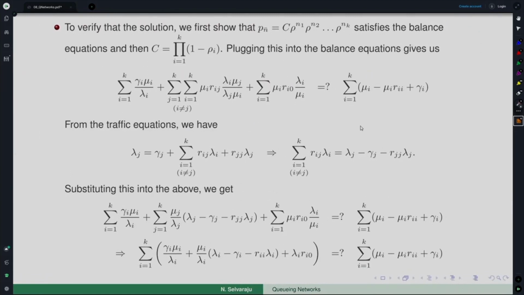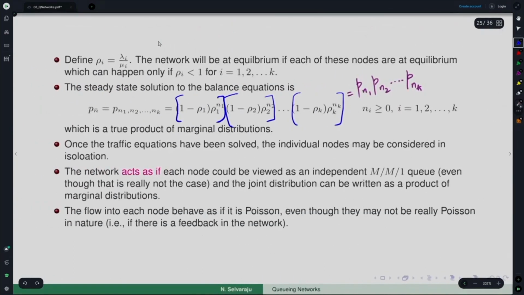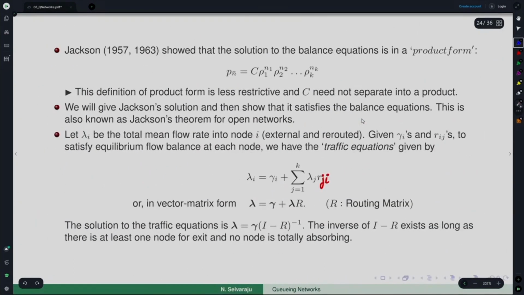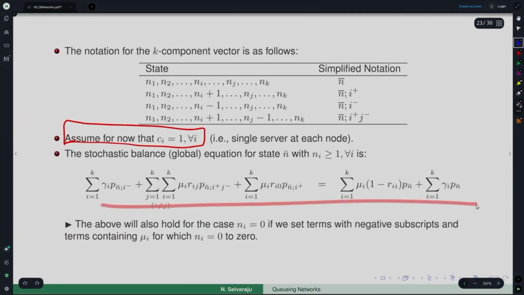Now let us quickly verify the solution. What we have here is this form. We will first show that Pn, which is equal to this, satisfies the balance equation, and using the normalization condition, C turns out to be this. If we have shown this, then we have shown that this is the solution to this balance equation.